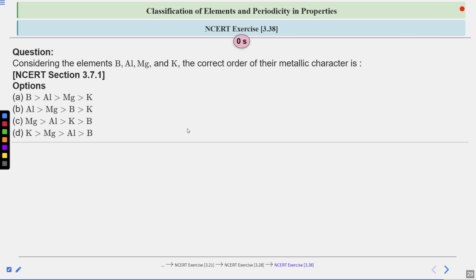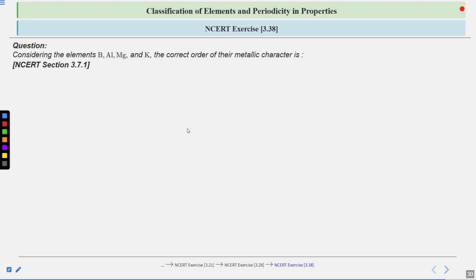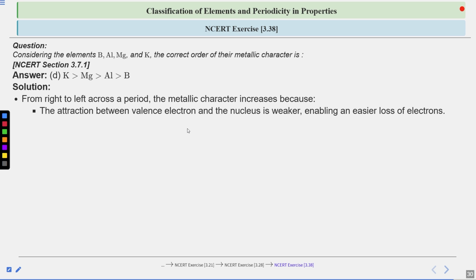So your time is up. The correct answer will be option number D. Potassium, then magnesium, then aluminium and then boron. So in this question you have to consider 2 things. First of all, we know that on moving right to left across a period, the metallic character increases. Okay, the metallic character decreases as we move from left to right, and as a result, on the left it is more metallic. Group 1 and group 2 are more metallic.